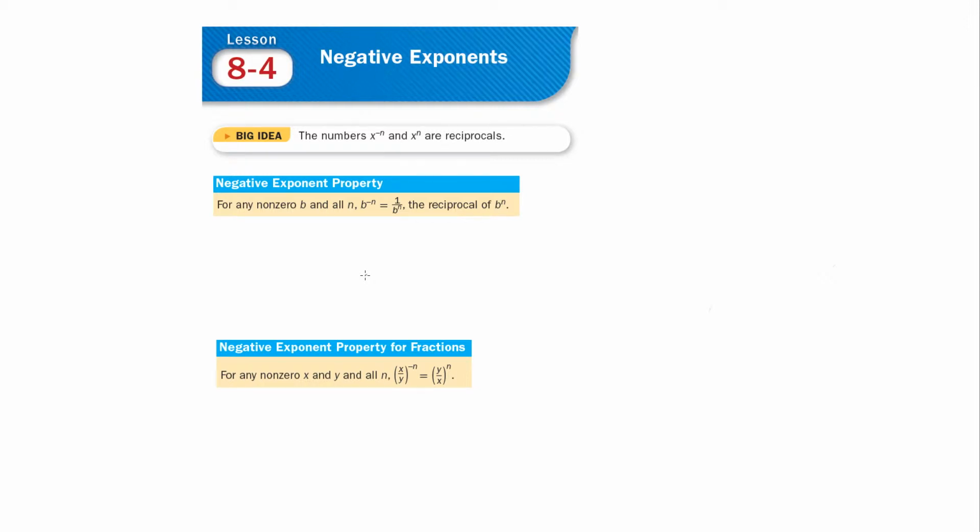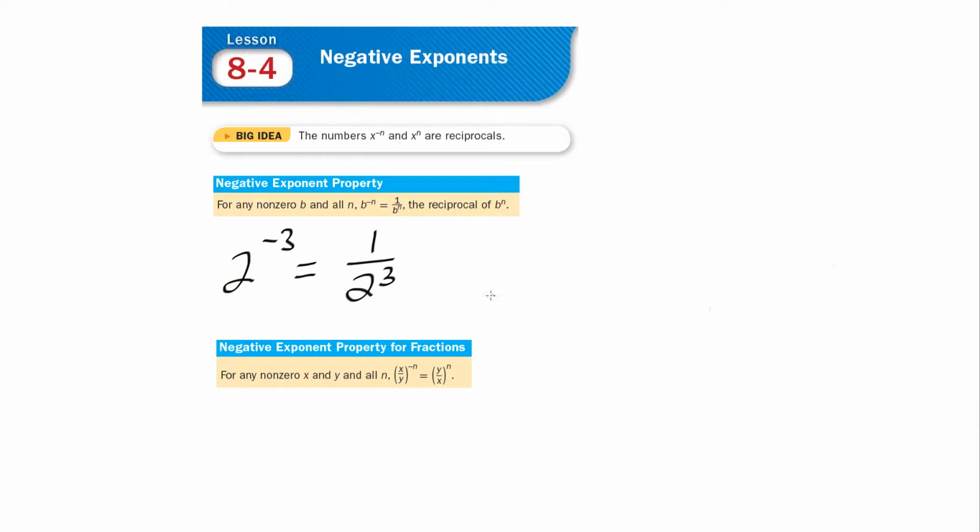Okay, 8-4, negative exponents. The big idea, the takeaway, is that numbers raised to a negative power, x to the negative n and x to the n, are reciprocals. What we've got is the negative exponent property: b to the negative n is equal to 1 over b to the n. So if I had 2 to the negative third power, this is equal to 1 over 2 cubed.